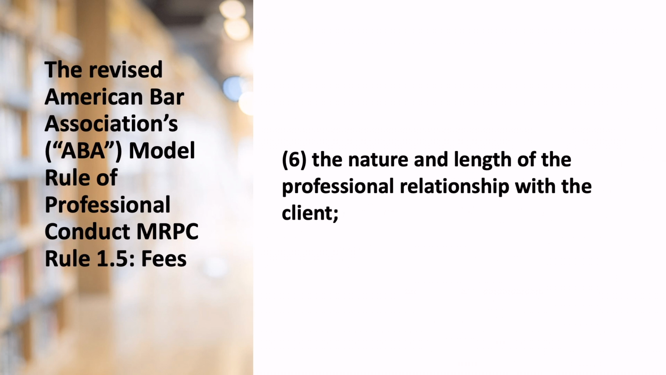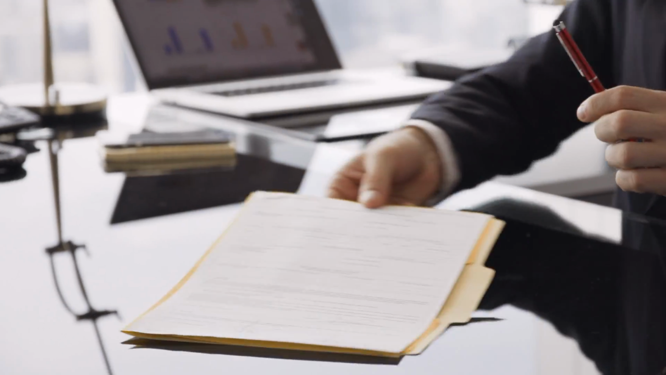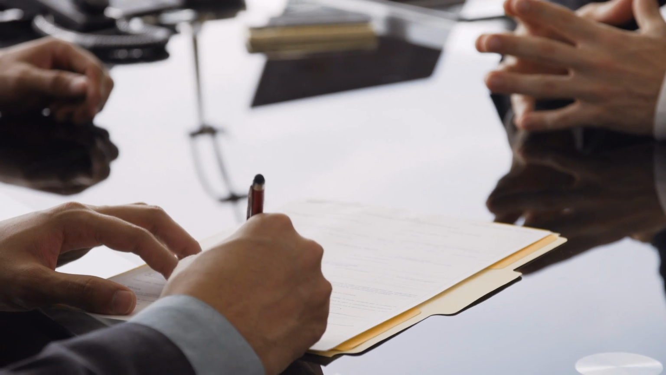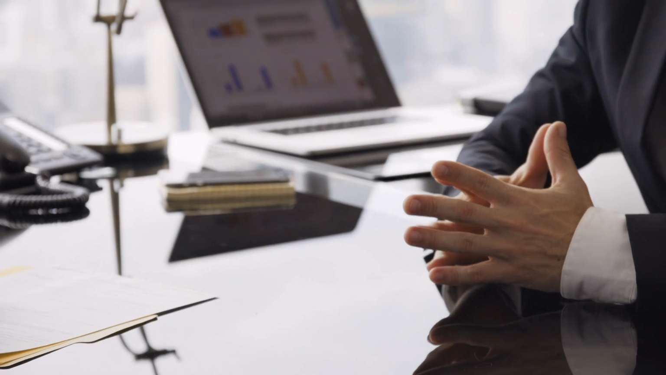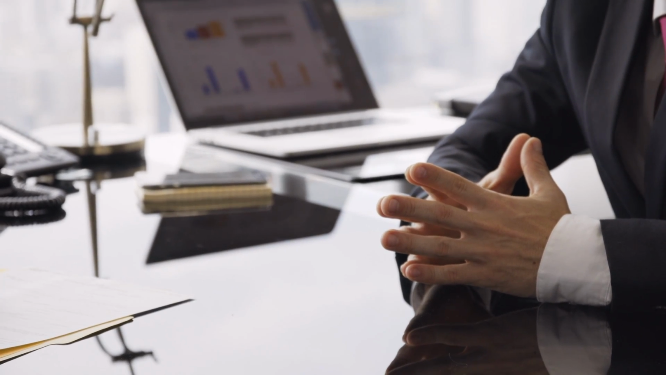The sixth consideration is the nature and the length of the relationship the client has with the attorney. For example, if you're a business who routinely gives that lawyer work, that lawyer may negotiate or have an arrangement with that business that they pay a reduced fee in contemplation of additional work to come in the future.